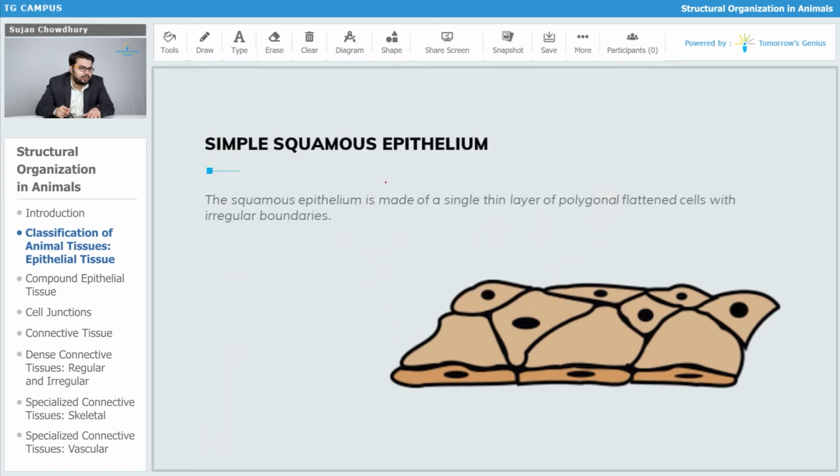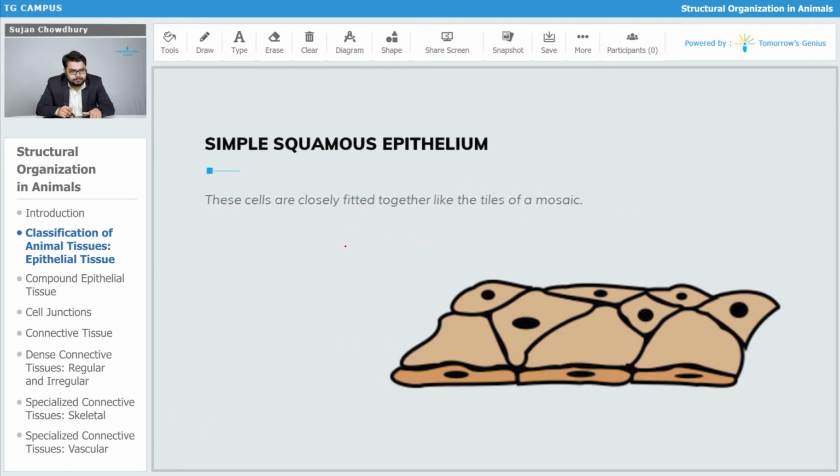Let's now first talk about the simple squamous epithelium. The squamous epithelium is definitely made up of a single thin layer. That's why it is part of simple epithelial tissue. The cells are polygonal and flattened in nature with irregular boundaries. So these cells are not very thick. They are moreover thin in nature. So the protoplasmic volume of the cells is not good enough.